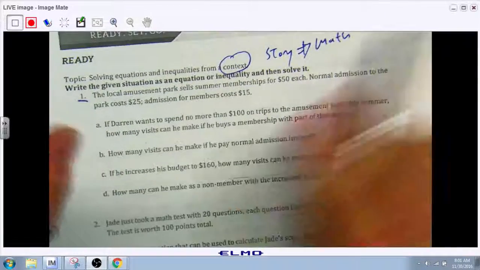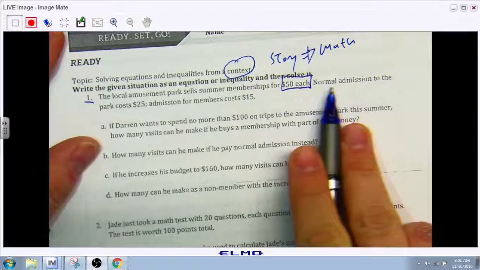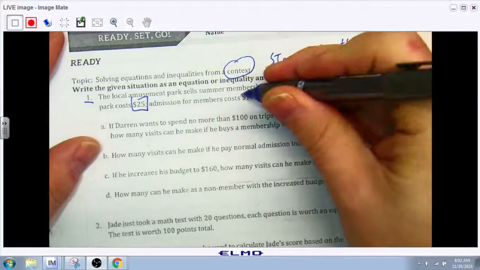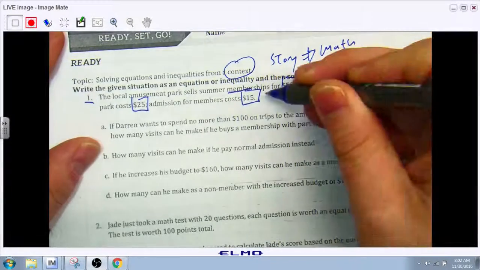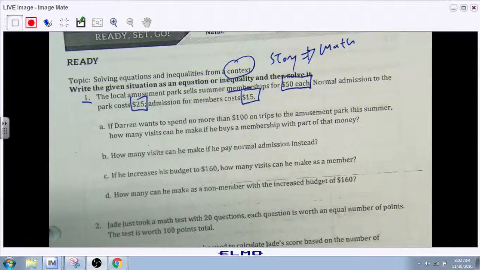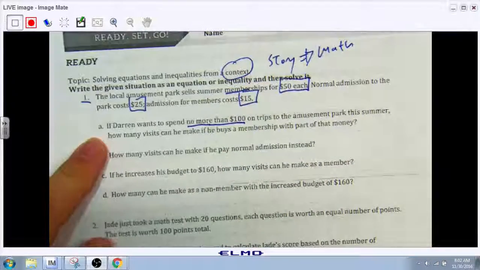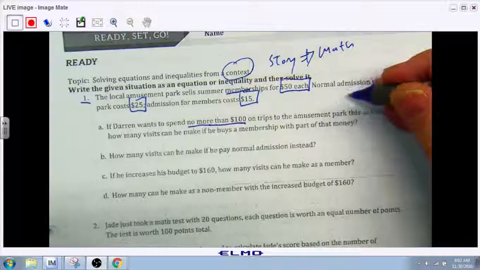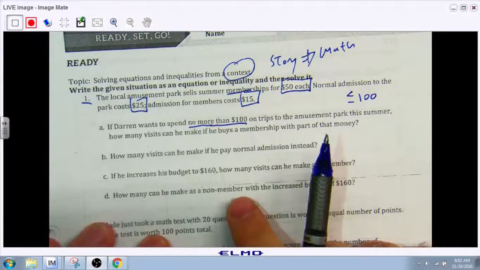A local amusement park sells summer memberships for $50 each. That seems like it'll be important. Normal admission to the park costs $25, and admission for members is only $15. So it appears we have to buy a membership for $50 to get that $10 discount. So if Darren wants to spend no more than $100, so $100, no more than, 101 would not count. So we were looking at a sum that is less than or equal to 100. Okay, that's no more than.